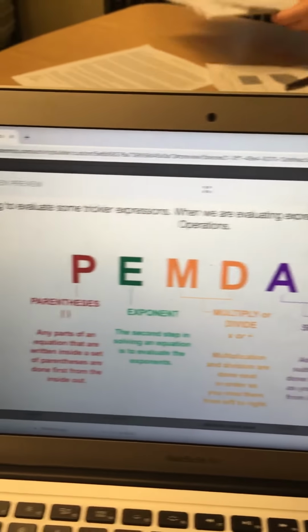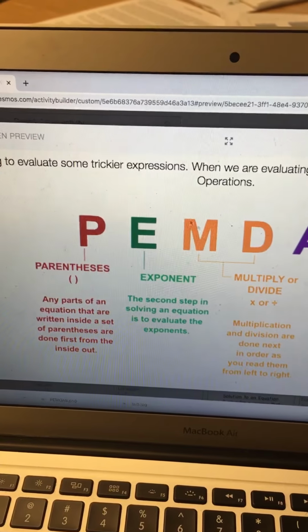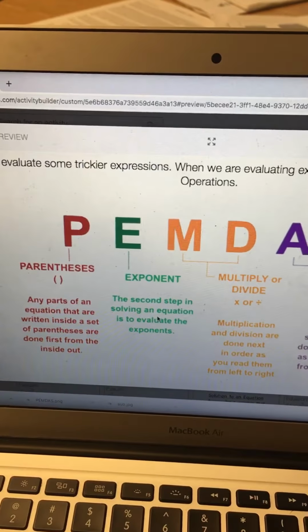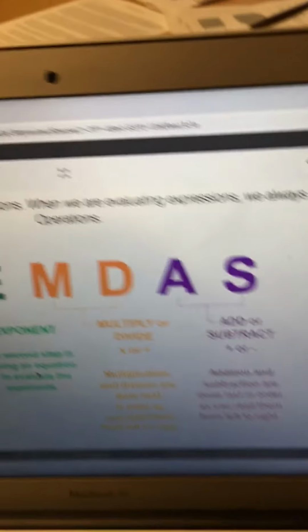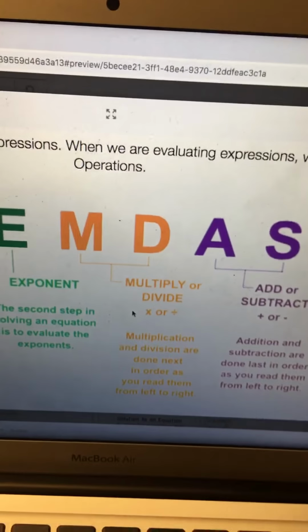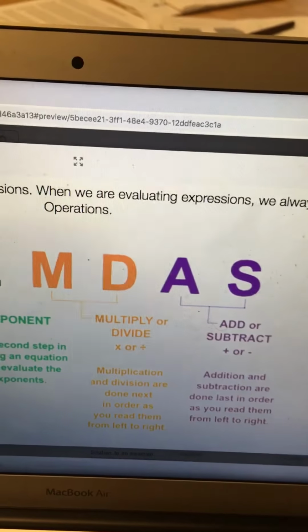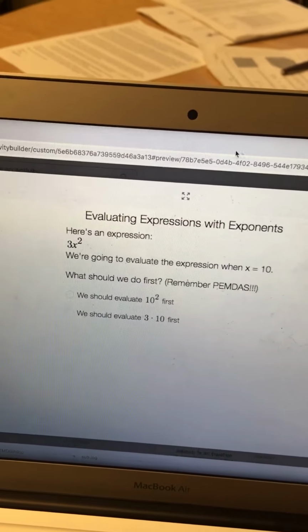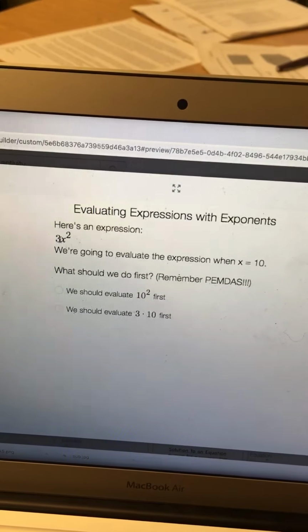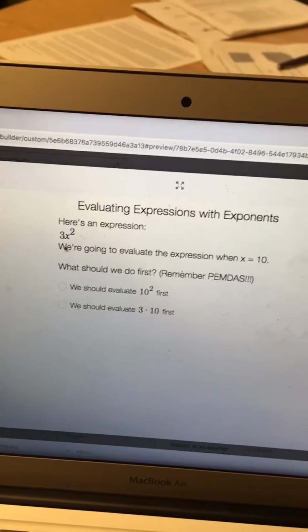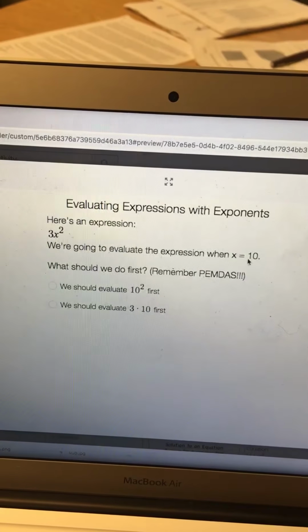So here's a reminder, you can come back to the screen if you're stuck. First we do anything inside of the parentheses, then we evaluate exponents, then we do multiplication and division in the order that they appear, and then we add or subtract in the order they appear. So here's an expression, 3 times x to the power of 2. And we're going to evaluate that expression when x equals 10.